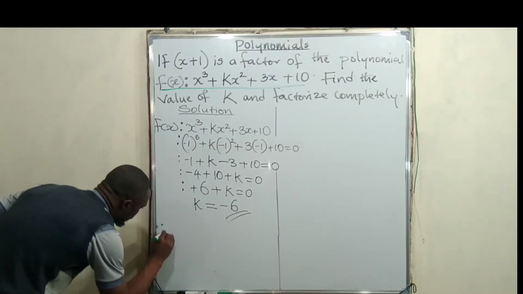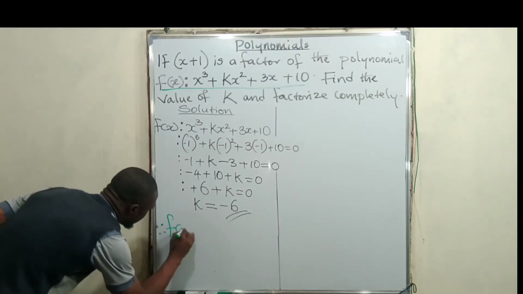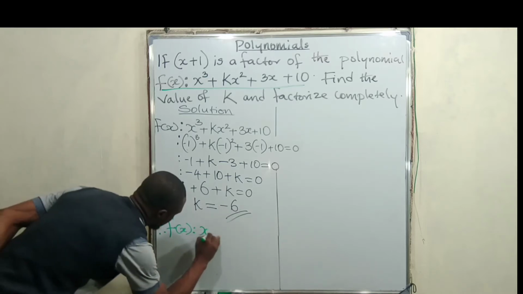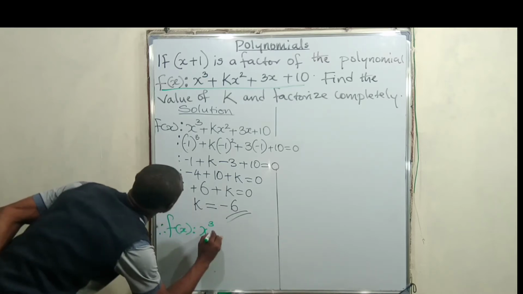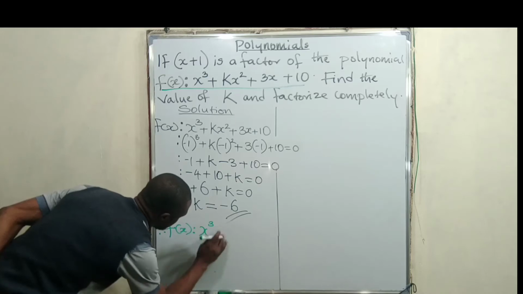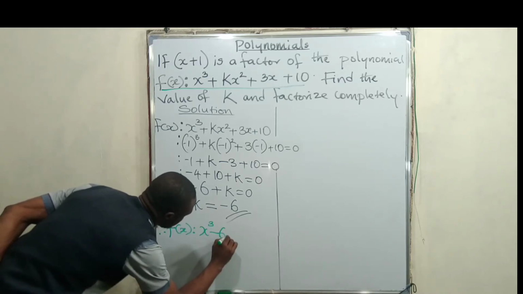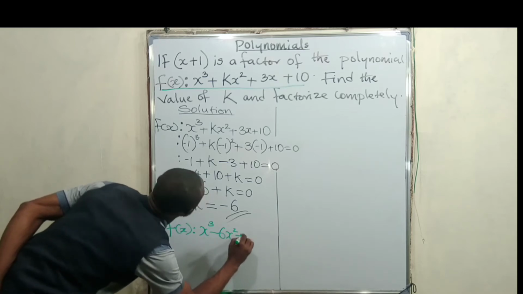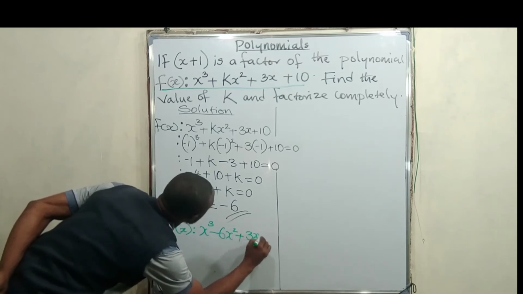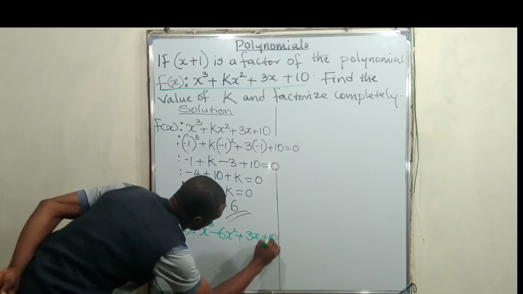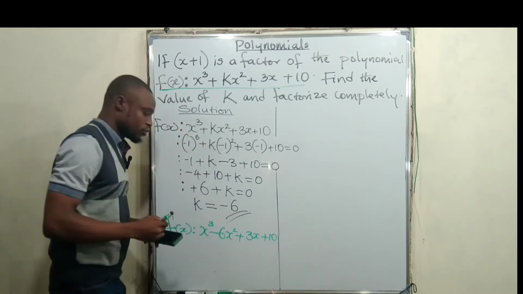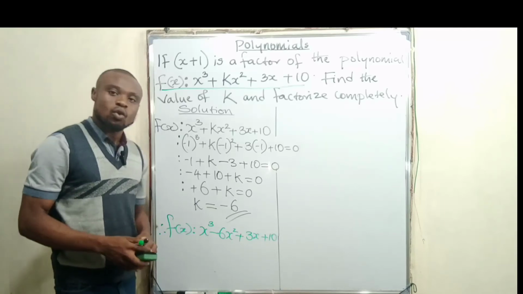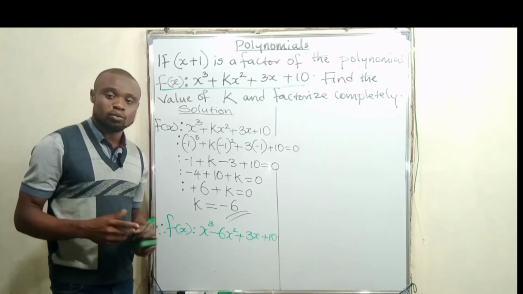Let's see how the expression is before we take the next step. So I have therefore here my f of x is such that I have x to the power of 3 minus 6x squared plus 3x plus 10. Okay, so this is the expression. So what next are we supposed to do?